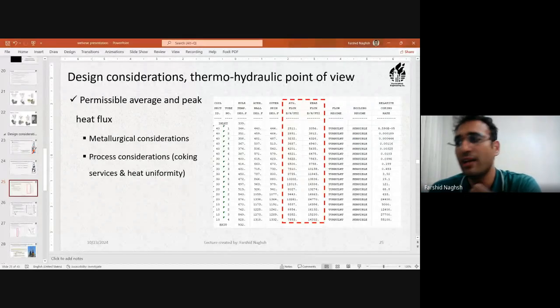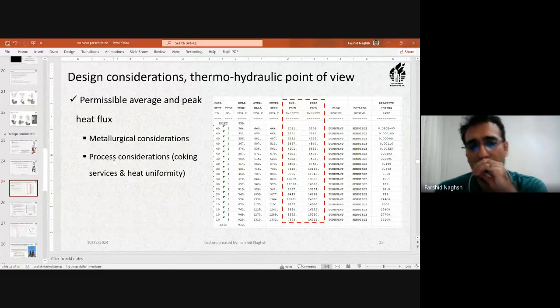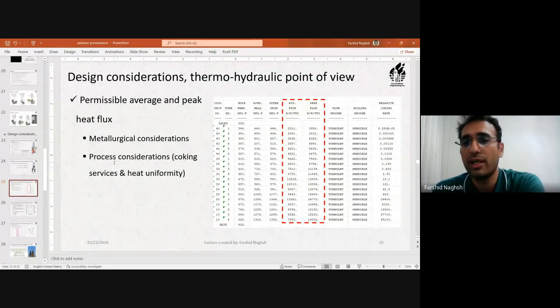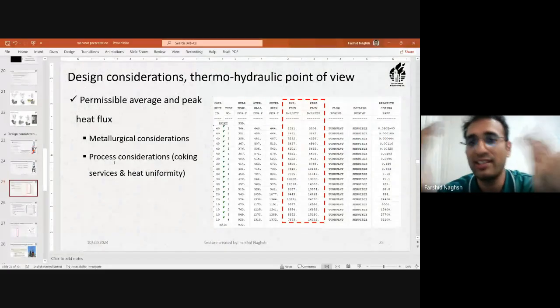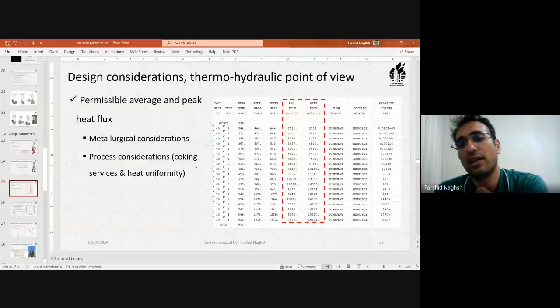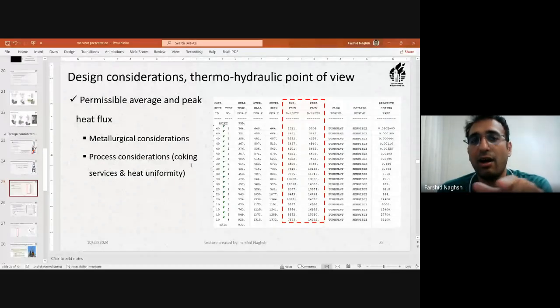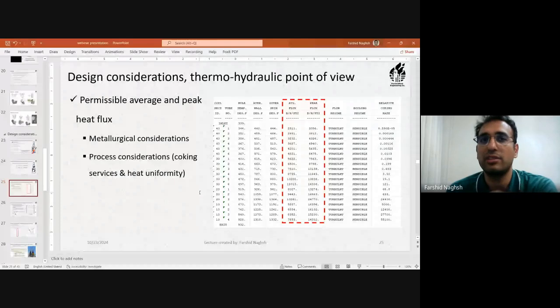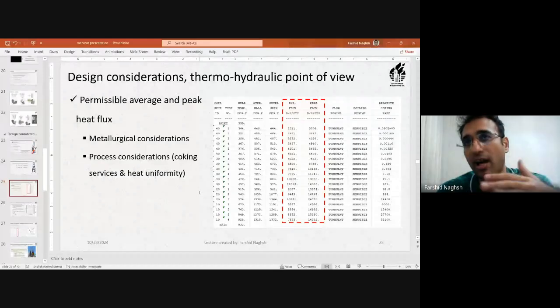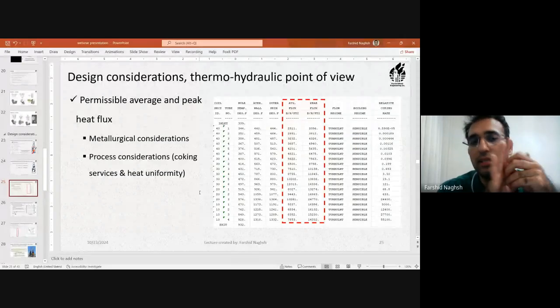For example, if you have a stream of hydrocarbon inside a tube, hydrocarbons, especially higher hydrocarbons, are very prone to coking. So you cannot, for example, emit 20,000 BTU per hour per square foot of heat on a hydrocarbon stream, because it is decomposed and converted to coke, and in time it will reduce the heat transfer inside the furnace.